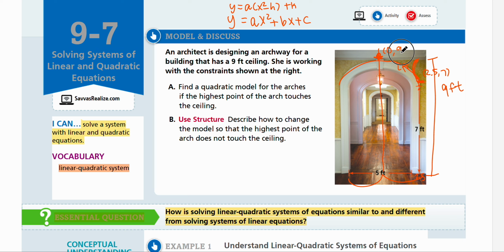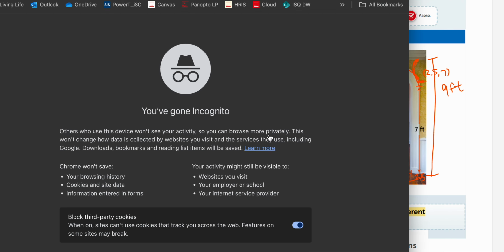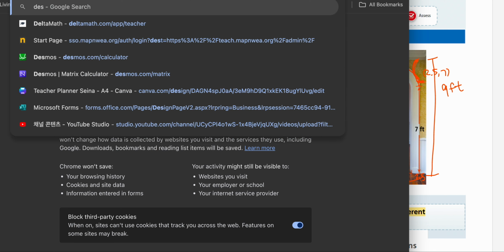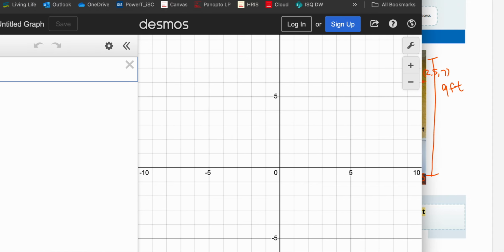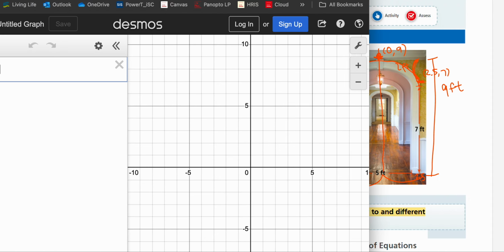So then you can use these two points, 2.5, comma 7, and 0, 9. So it really depends where you put the y-axis. Just to make sure we have symmetric points, I have negative 2.5, comma 7 over here. So using these points, we can figure out A using the system of equations, or we could use graphing, Desmos, to graph our function.